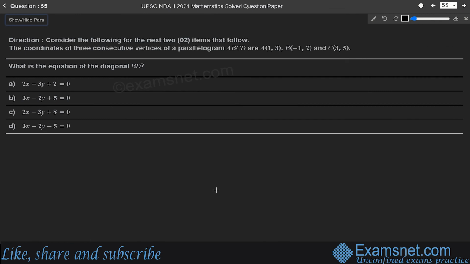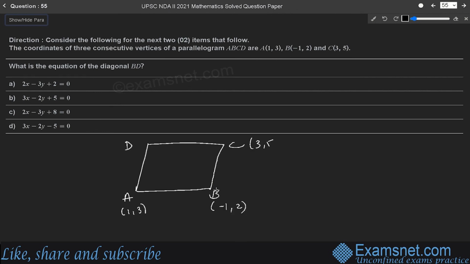Next question consists of a different direction. The coordinates of three consecutive vertices of parallelogram ABCD are A (1, 3), B (minus 1, 2) and C (3, 5). What is the equation of the diagonal BD? So first let us make a parallelogram. According to the question, the parallelogram is ABCD, and A is (1, 3), B is (minus 1, 2) and C is (3, 5). These are the coordinates of three consecutive vertices.